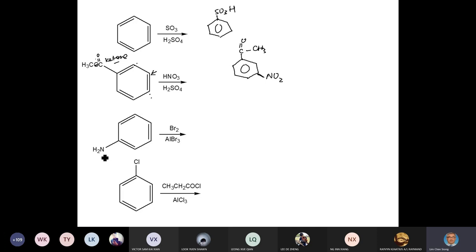Next one, NH2. NH2 refers to, yes, ortho para directing activator. So this is under the O, that means under the P. So don't worry, just based on here to give the name, then finally you will be able to obtain the compound.